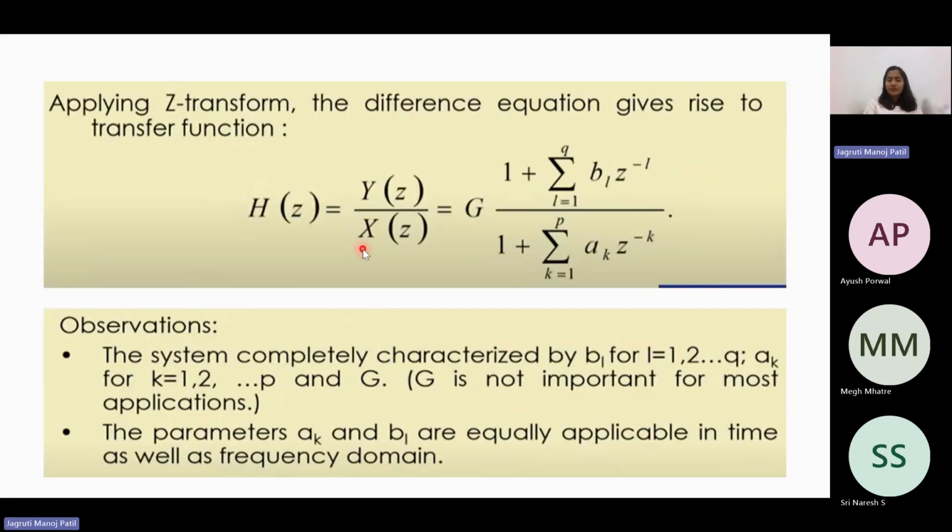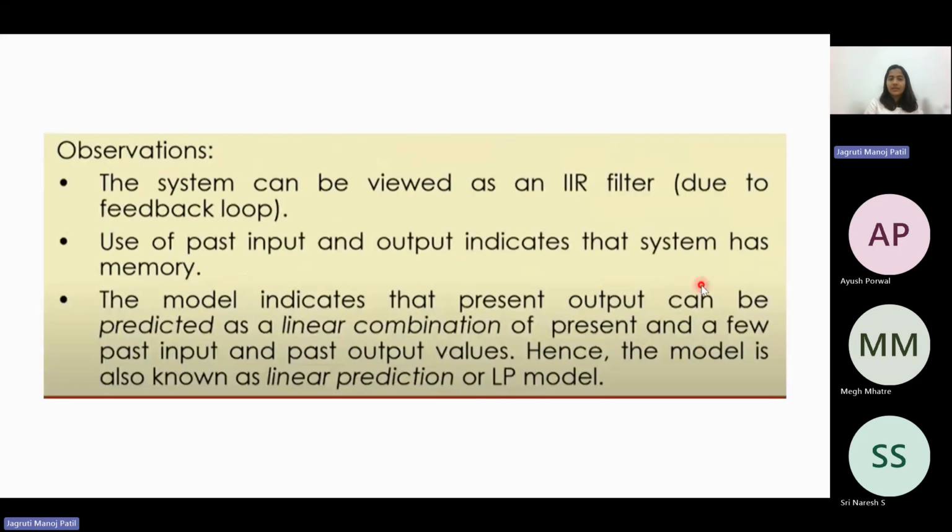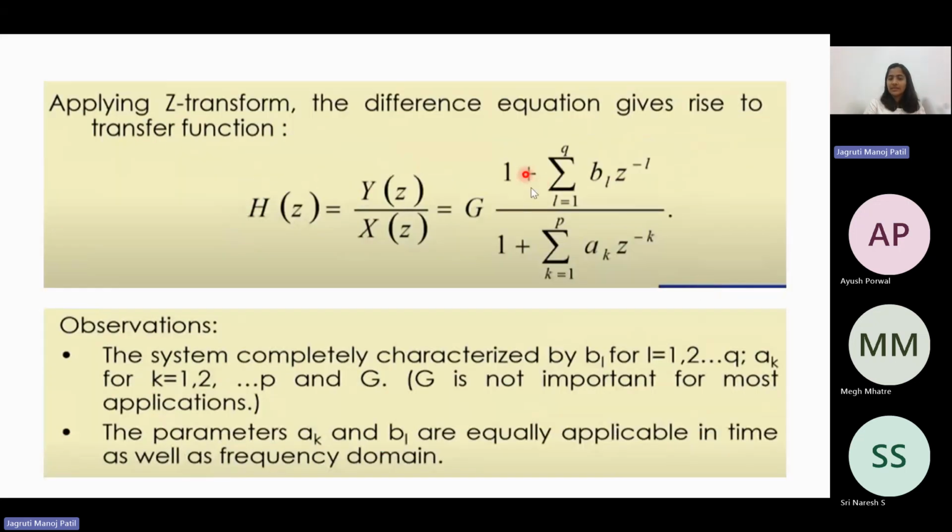So if you apply the Z transform to this particular equation, what we essentially get is something like this. It varies with respect to the moving average coefficient filter and the autoregression coefficient filter. Both of them are equally applicable in the time as well as the frequency domain. It can be characterized based on the positive values, not the negative values, for the sake of simplicity. And again, P and Q are the orders of the systems.